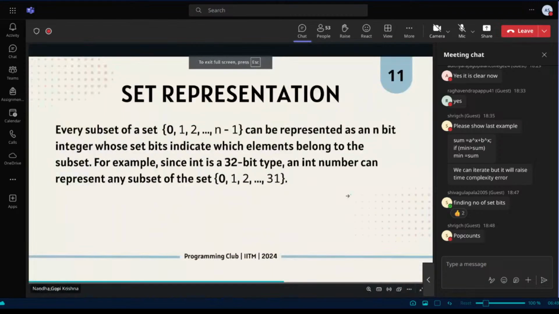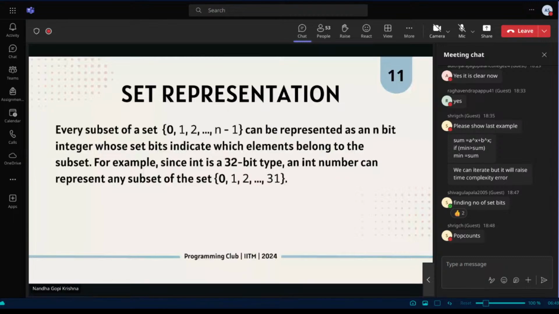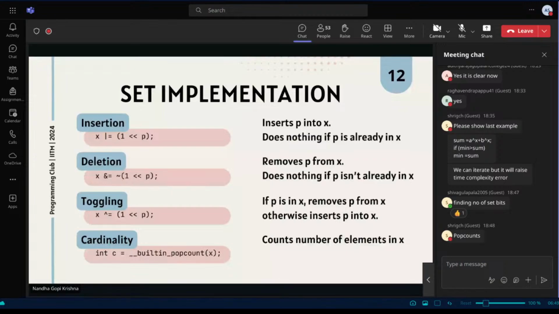Okay, moving on. We can efficiently represent a set of up to 31 distinct elements using an integer. How do we do that? We can simply set the particular bit to 1, indicating that it's present in the set, or to 0 to indicate that it is not present in the set. There are some common operations that we might want to do on this.